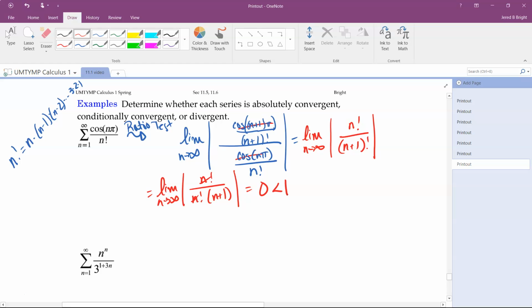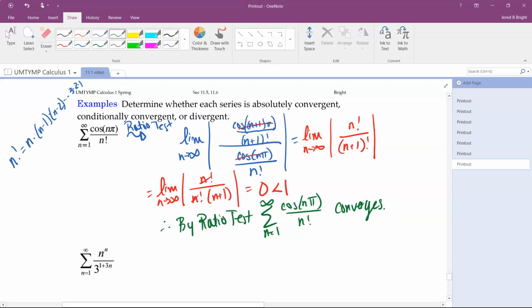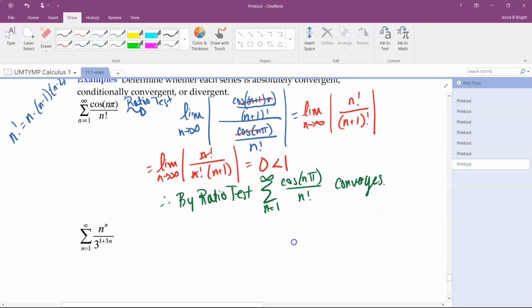And so then the conclusion here is, therefore, by the ratio test, the series n equals 1 to infinity of cosine of n pi over n factorial converges. Okay. So that was a fun one.